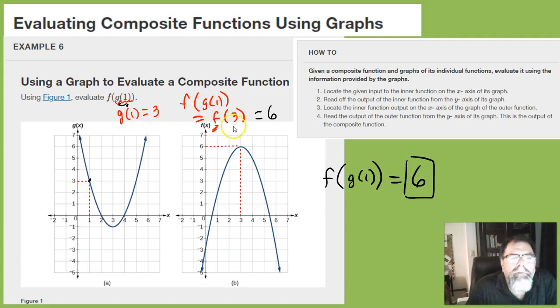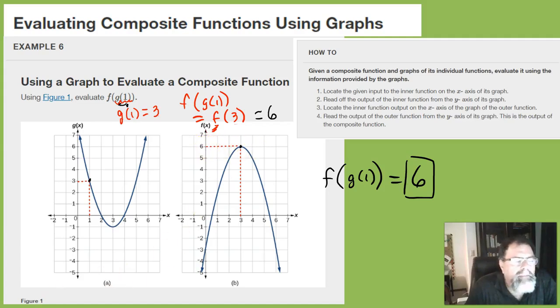Now you take that 3 and plug it into that function. So you go to x is 3 on the f graph, go up, it intersects the graph right there. So what's the y coordinate for that point? So you read off 6.